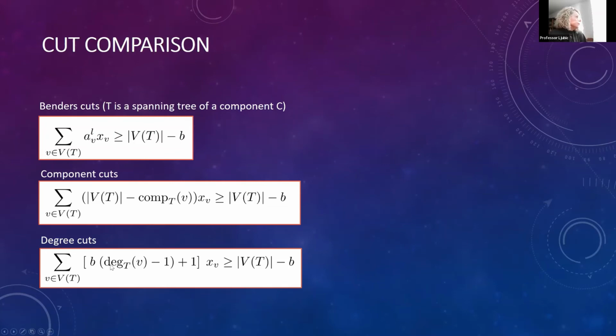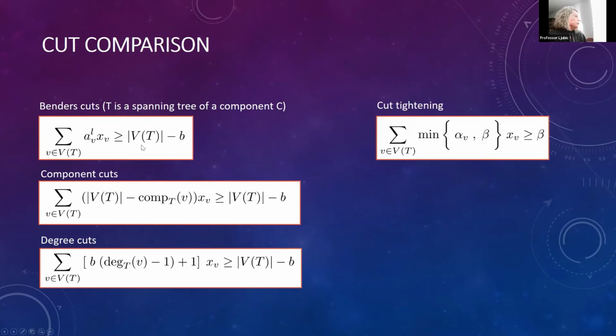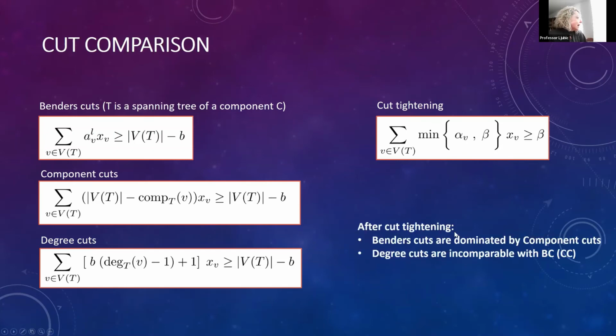The first thing that we can do is tighten these cuts, because whenever the coefficient here is larger than the right-hand side, we round it to the right-hand side. After doing that, we were able to show that Bender's cuts are dominated by the component cuts, and that there is no relationship between component and degree cuts, which means that in theory it would be useful to separate both of them in our models.